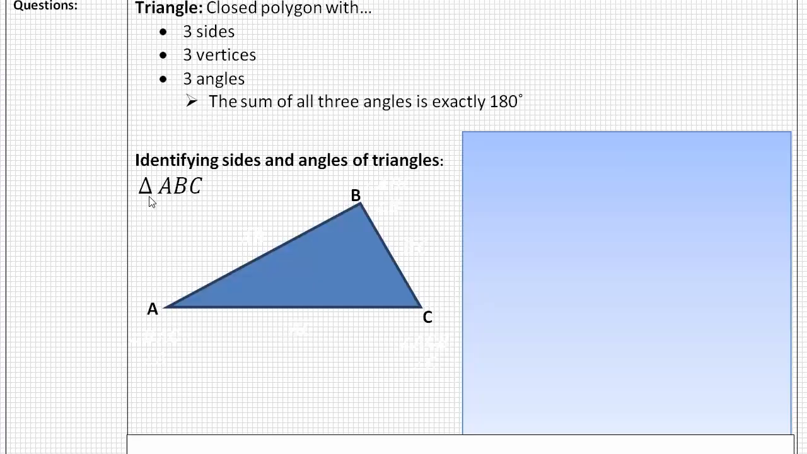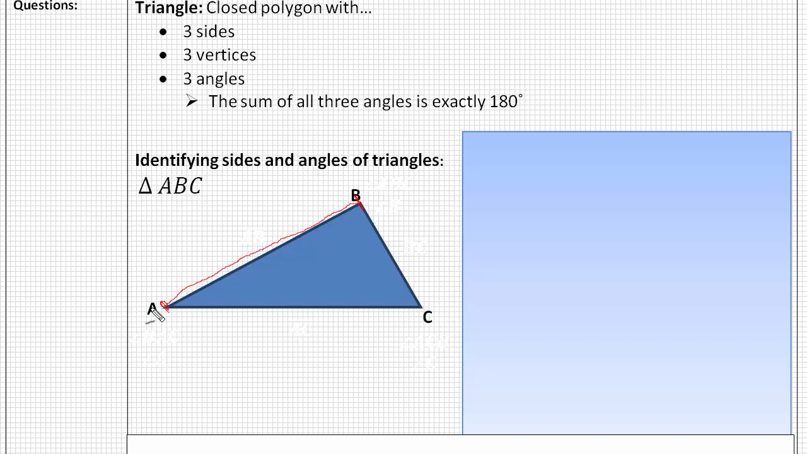So here I've noted that we're talking about triangle ABC, and I'm drawing it here. And right now, it says we're going to identify sides and angles. Right now, it's the vertices that are labeled. Another word for those is the corners. So let's start out by talking about identifying the sides.